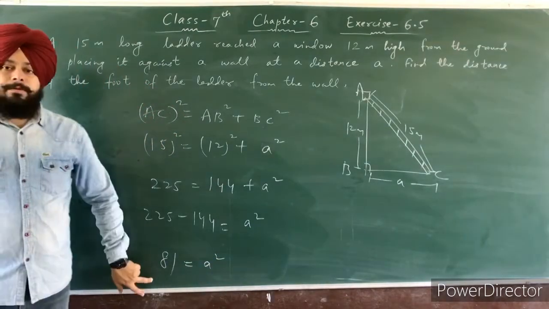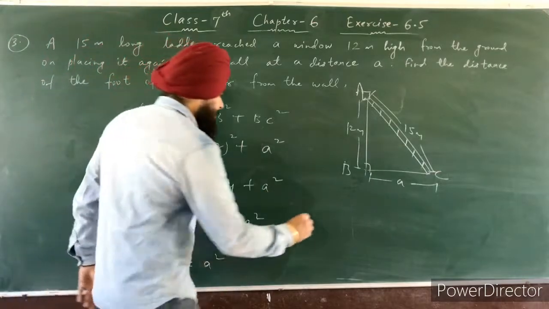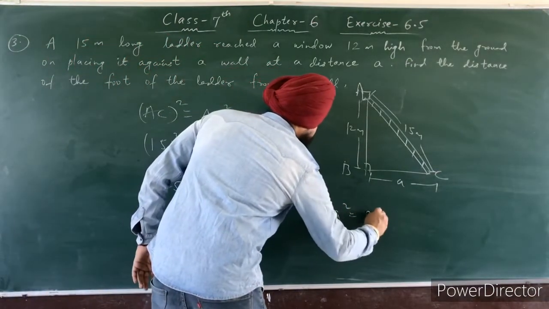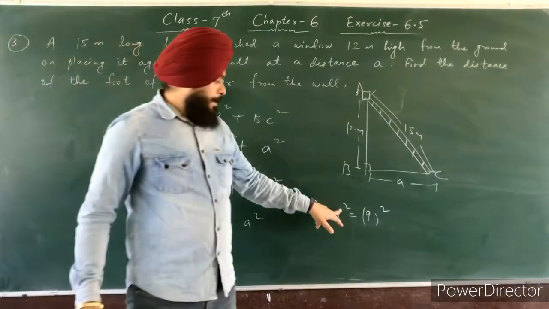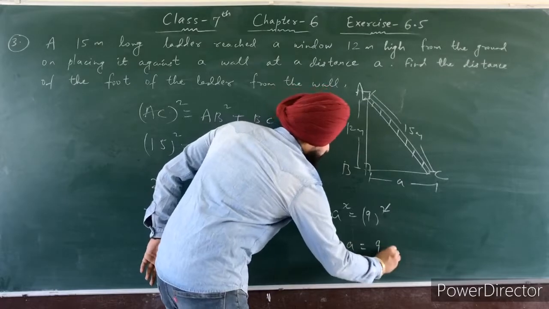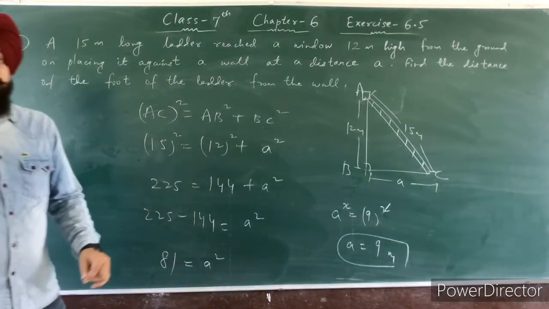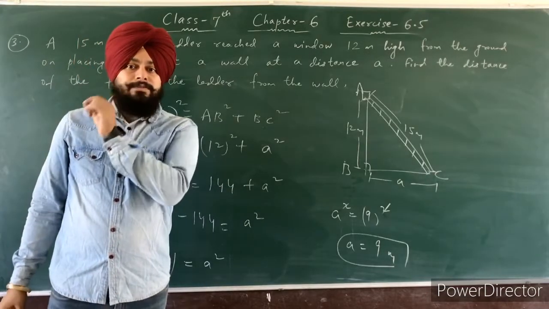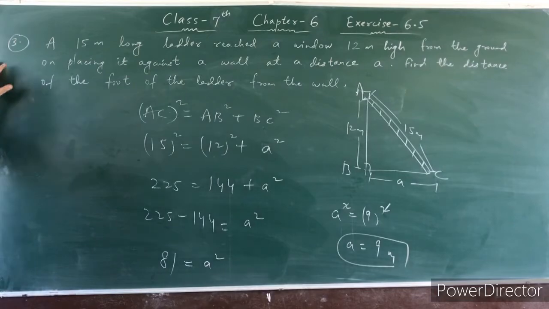Now 81 is the perfect square of which number? 9, because 9 nines are 81. So you can write here A square is equal to 9 square. Now on the opposite side, the power is the same, so you can cancel this power. And what is the value of it? 9 meter. It means the distance between the foot of the ladder and the base of the building is 9 meter. So this is your question number 3.